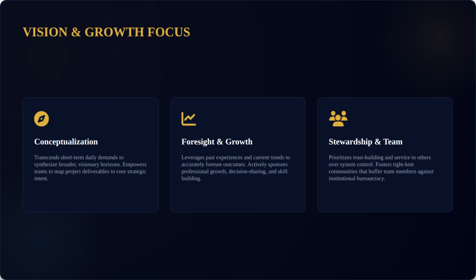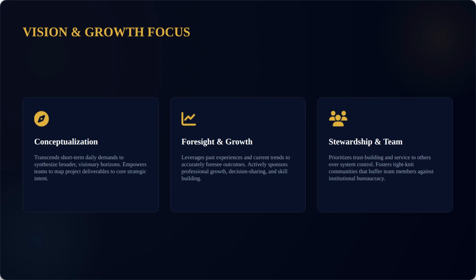Continuing with Spears' traits, let's explore how a supporting leader drives strategy and long-term team growth. First, conceptualization. A great Scrum leader can zoom out. While the developers are focused on writing code for a specific button today, the supporting leader keeps the big visionary product goal in front of them.